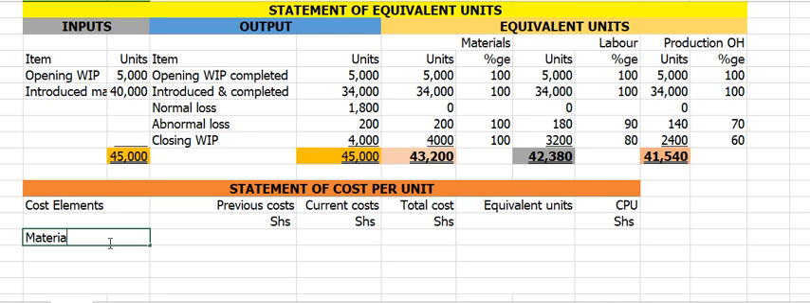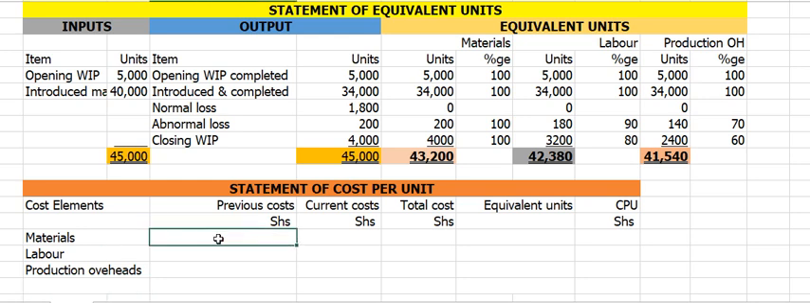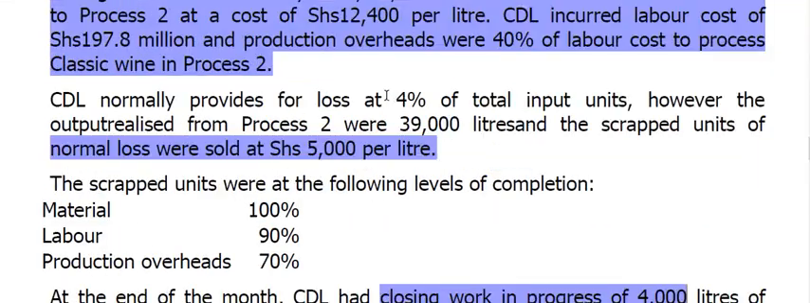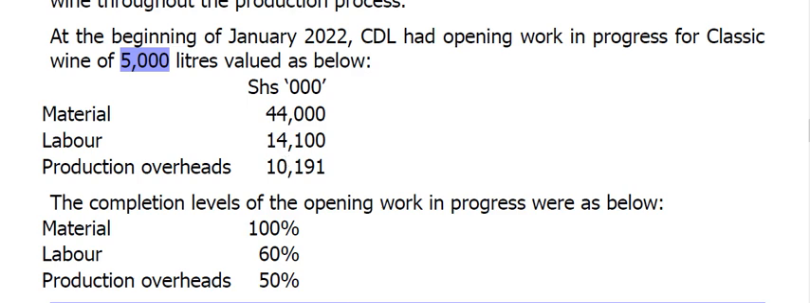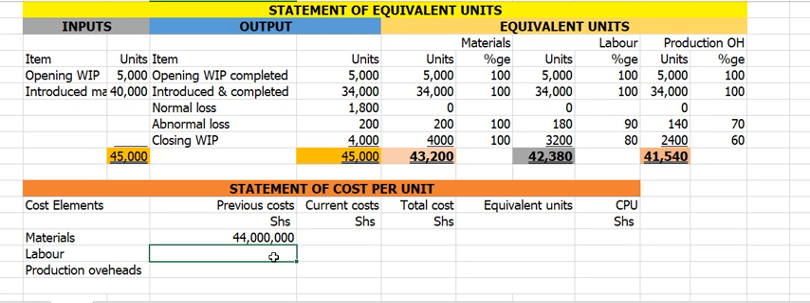So we have the materials. There is labor as well as the production overheads. So the previous cost, you get them from the question. Materials, that was 44 millions. Look at the question, please. We have the previous cost, the cost for the opening work in progress up here. 44 millions. Then labor, that is 1400. Then for the production overheads, that is 10,191. So that is your previous costs.